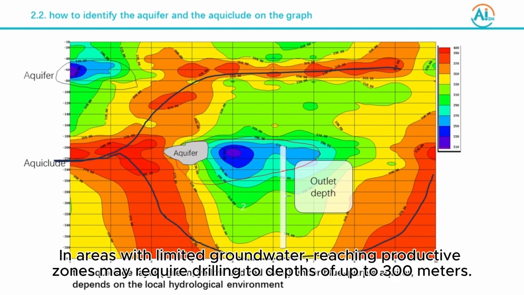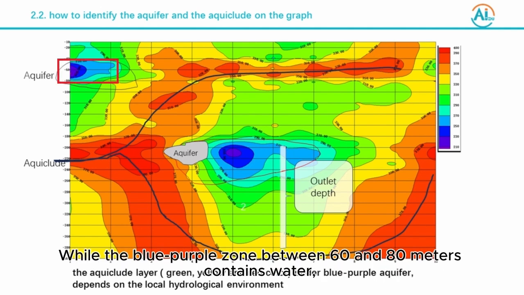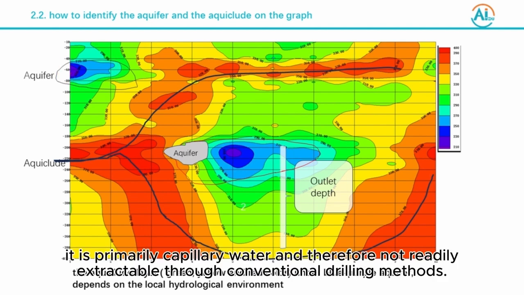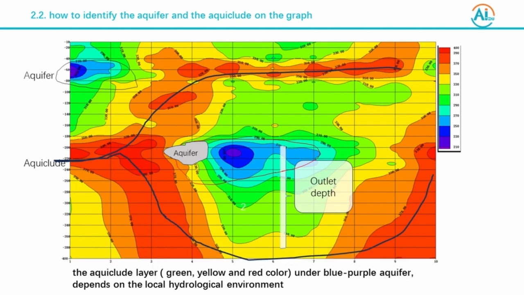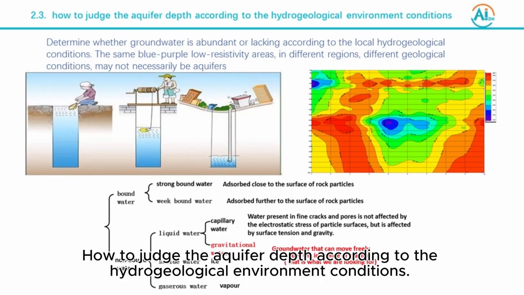In areas with limited groundwater, reaching productive zones may require drilling to depths of up to 300 meters, while the blue-purple zone between 60 and 80 meters contains water. It is primarily capillary water and therefore not readily extractable through conventional drilling methods. How to judge the aquifer depth according to the hydrogeological environment conditions.